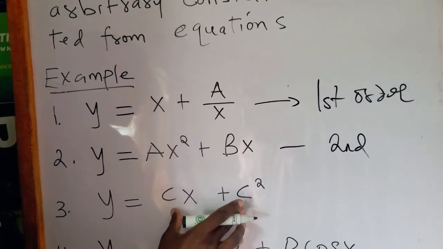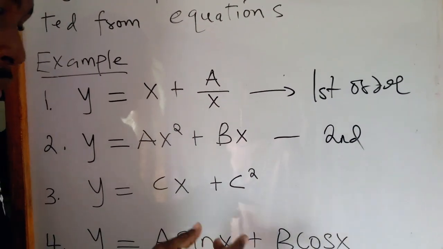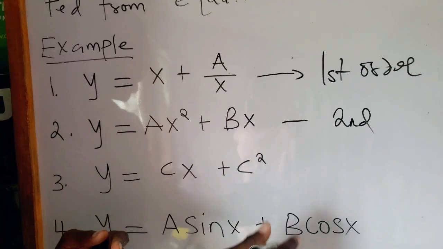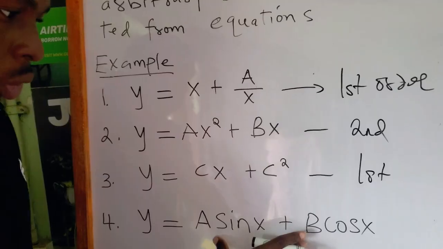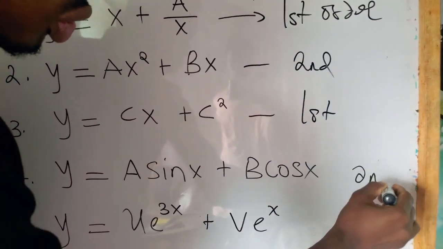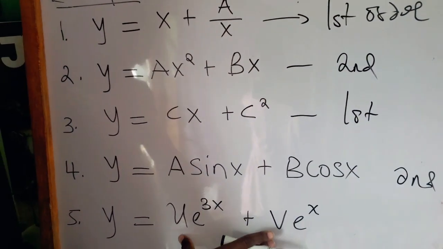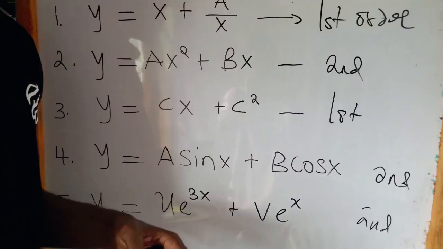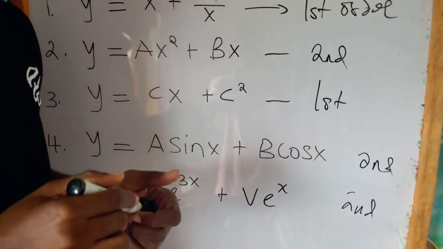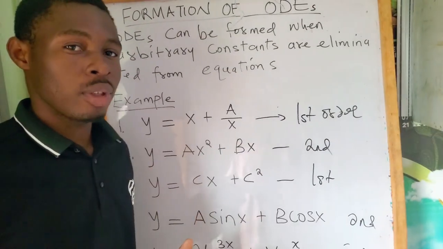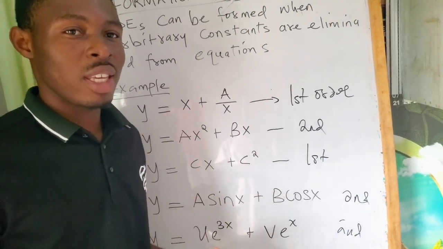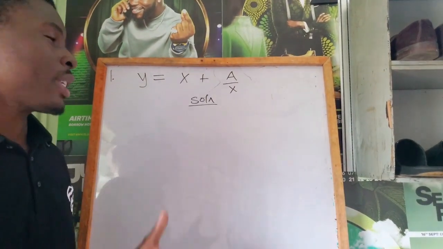And when c is eliminated, there's only one arbitrary constant here, which is c, so you are also going to get a first order. If there are two arbitrary constants, you get a second order differential equation. And there are also two here, so you also get an ODE of the second order. So let us take a look at this example and see how we can eliminate the arbitrary constant to give us an ODE.